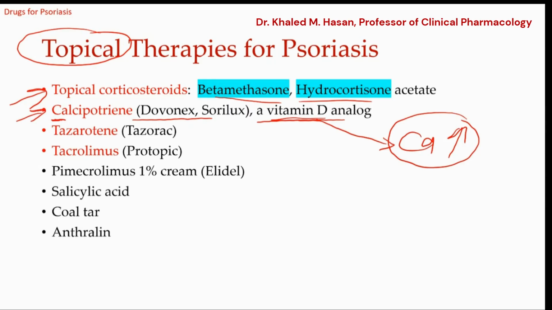Calcipotriene starts with Ca. So, which of the following medications is derived from vitamin D? I'm going to bring a list of medications. No need to miss this question: calcipotriene. Does that make sense? This gives us a clue for selecting the answer if you don't know anything about the medication: vitamin D, increased calcium, calcipotriene starts with Ca. Tazarotene, Tazorac: which group of medication does this belong to?